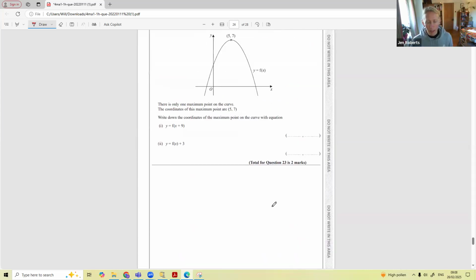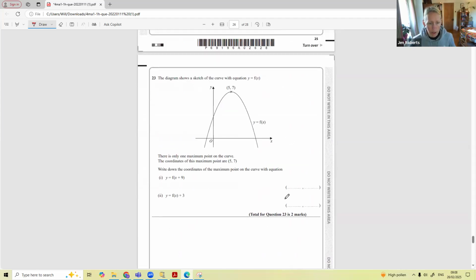Right, so f of x plus 9, transformations of graphs. We're adding 9 inside of our function, which, what does that mean? It means it's moving left 9. It's affecting your x-axis. I'm going to take 9 off of my x-axis, which gives you minus 4, 7.